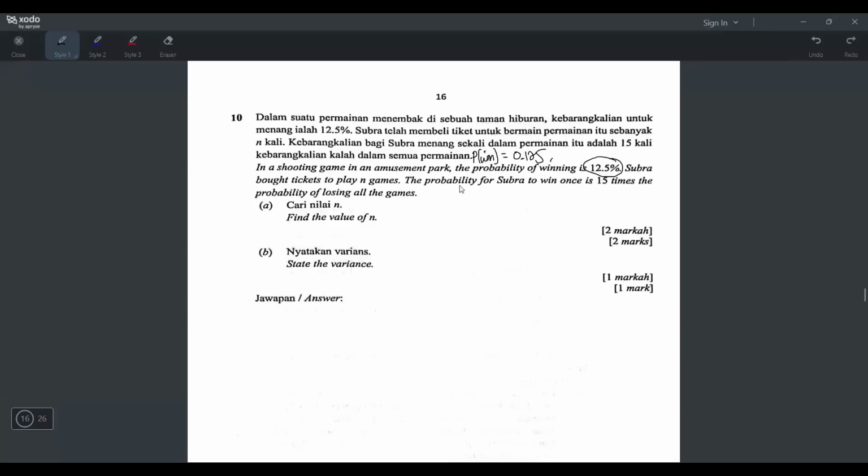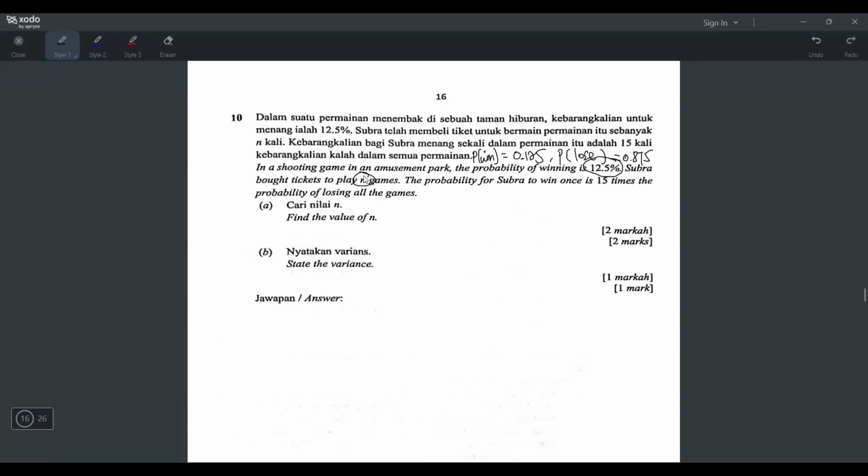Just take 1 minus, okay? So the probability of the other would be 1 minus 0.125, and you can press this, you'll get 0.875, okay? And of course, this is the probability for the opposite. So win is the opposite of lose. So the probability of lose is this, right?